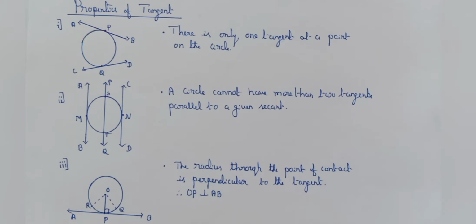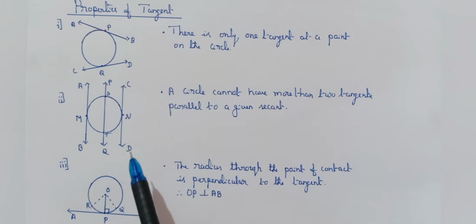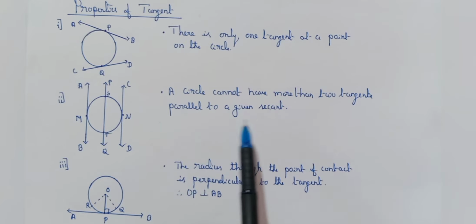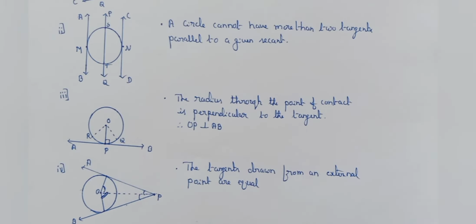So the first property is there is only one tangent at a point on the circle. And the second property is a circle cannot have more than two tangents parallel to the given secant. And third one is the radius through the point of contact is perpendicular to the tangent. Fourth one is the tangents drawn from an external point to a circle are equal and they subtend equal angles at the center and they are equally inclined to the line joining the center and the external point.